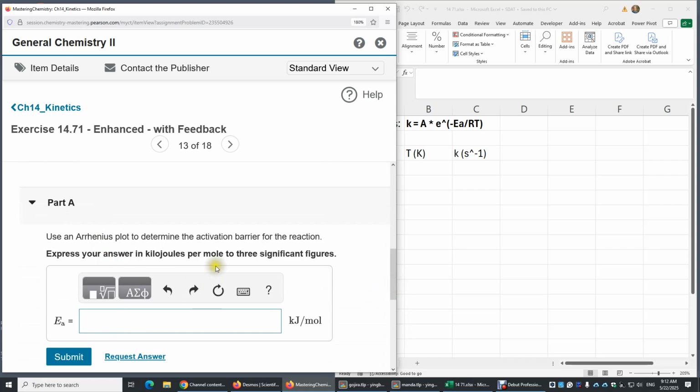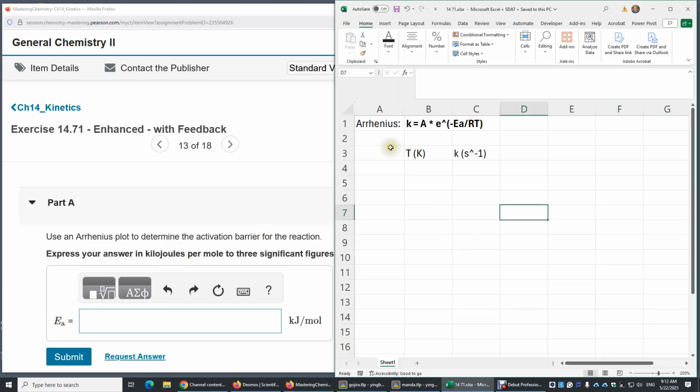Now let's look at part A. How do we determine the activation energy or activation barrier? Over here, we will use the Arrhenius equation. K is equal to A times e to the power of negative E sub A over RT. But we can't use this equation directly. We need to take the logarithm of both sides. So I will copy and paste this, and then put Ln K here. And it's going to be Ln A and then minus EA over RT. We'll use this equation. Now you can see Ln K is linear in 1 over T.